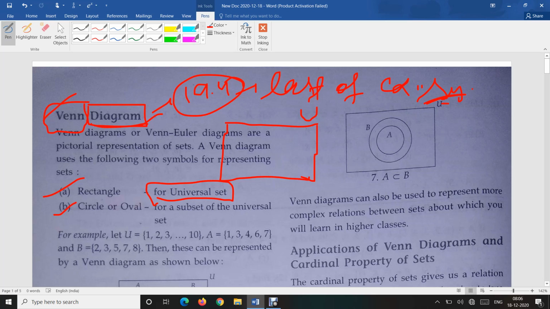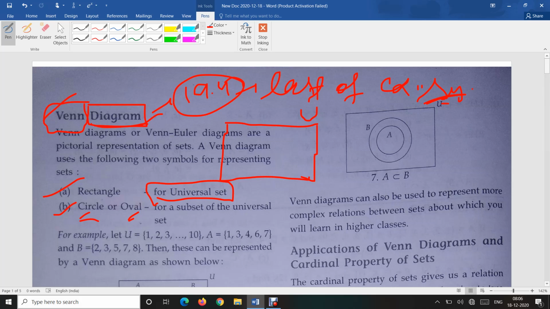The next is circle or oval. You know the shape of circle and oval. But what do circle and oval represent? Circle or oval represents a subset of the universal set. We know that we have some subsets of the universal set, just like set A, set B, set C, etc. These can be the subsets of the universal set, and we can represent these sets with the help of the shape of circle or oval.